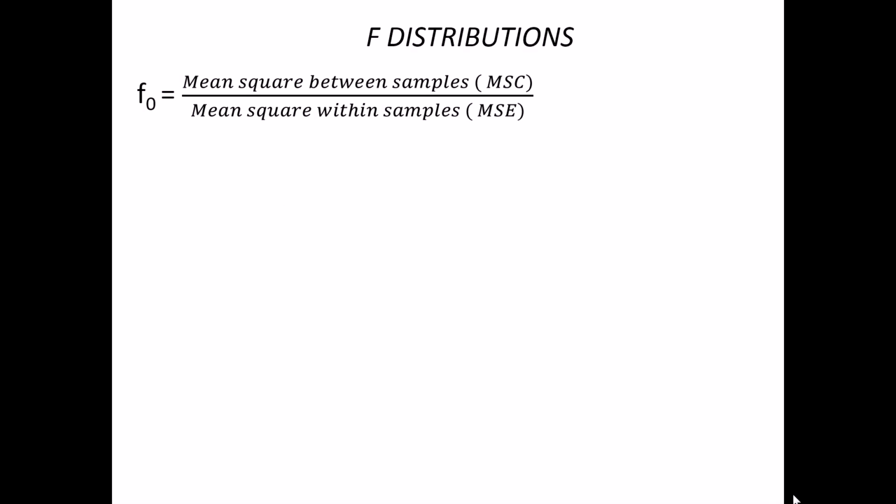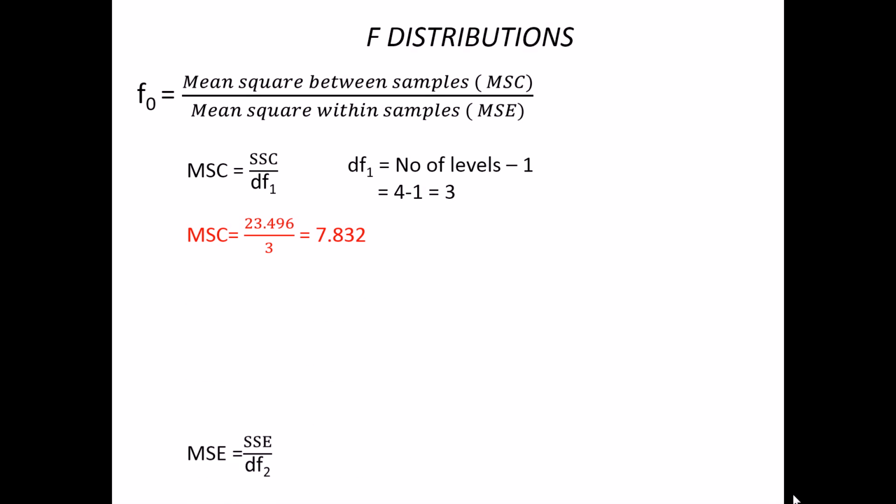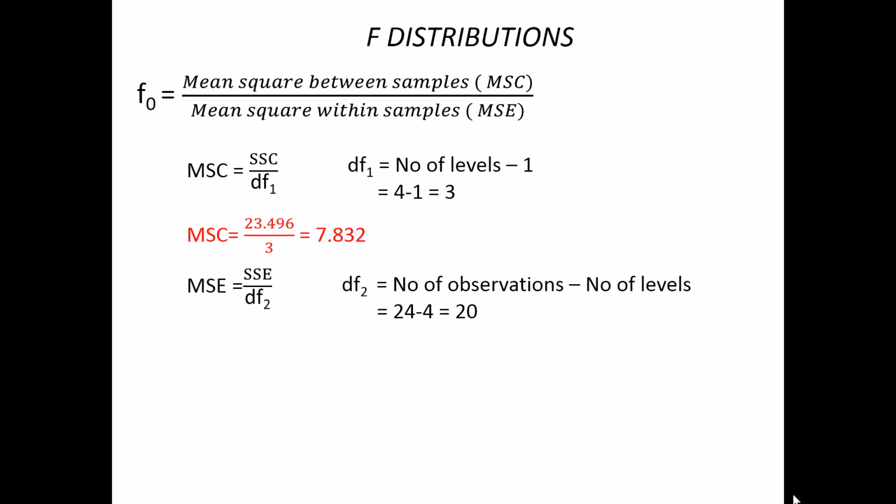Coming to F distribution. ANOVA follows F distribution. F distribution is used in the statistical test that involves the ratio of two variance measures such as the mean square between samples and mean square within sample. Mean square between samples is calculated using this formula where degrees of freedom 1 is equal to number of levels minus 1, and mean square within samples is calculated using this formula where degrees of freedom 2 is equal to number of observations minus number of levels.